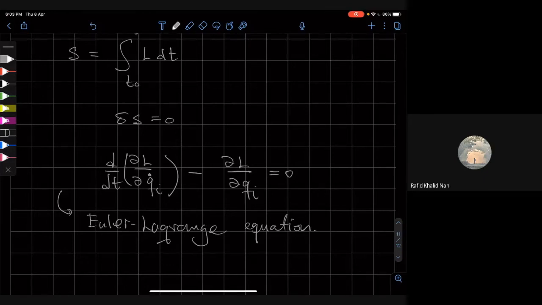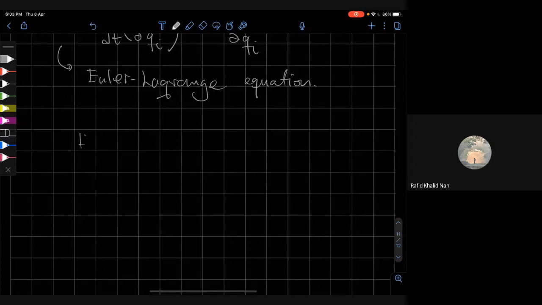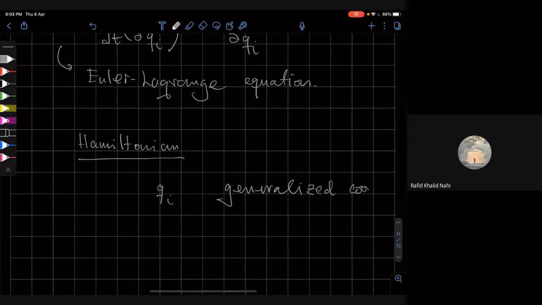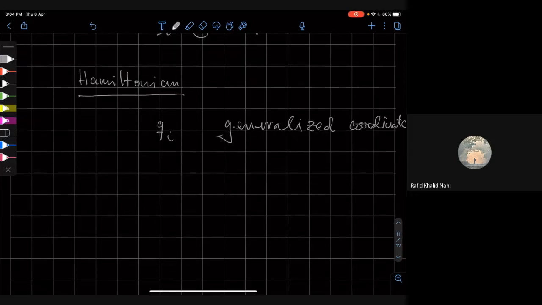Okay, so let's look at Hamiltonians. If I give you the Lagrangian of a system, then you can define, for every generalized coordinate you have, a momentum which is canonically conjugate to that. And it's defined by the partial derivative of L with respect to Qi dot.